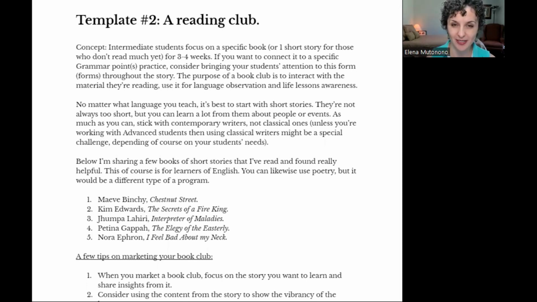It's very important to choose a book, especially if your students are not ready to read in the target language as much as you would like for them to do. So my recommendation is to use short stories and to keep your book club or book reading program to 3 or maximum 4 weeks. You can offer one group class at the end of the program if you want to, but it's not going to be the selling point of your book club.